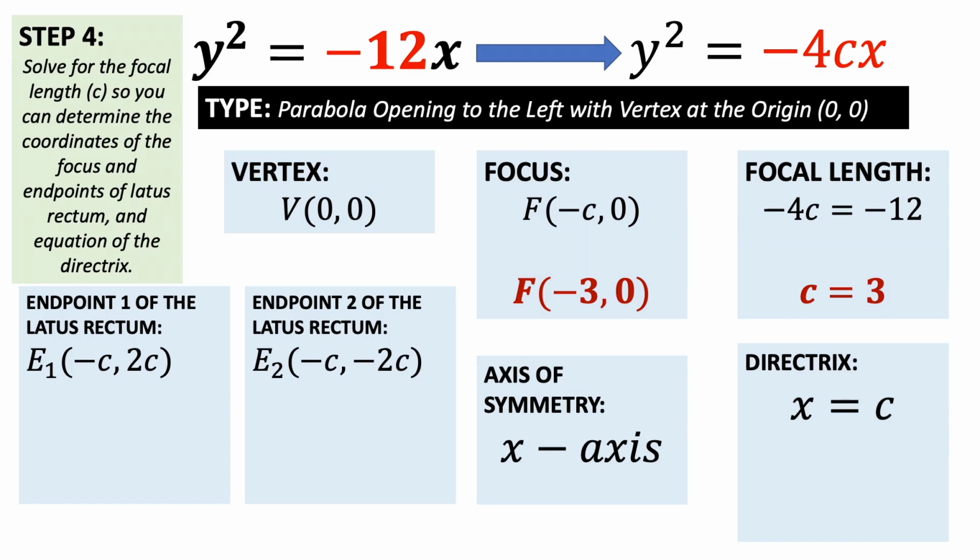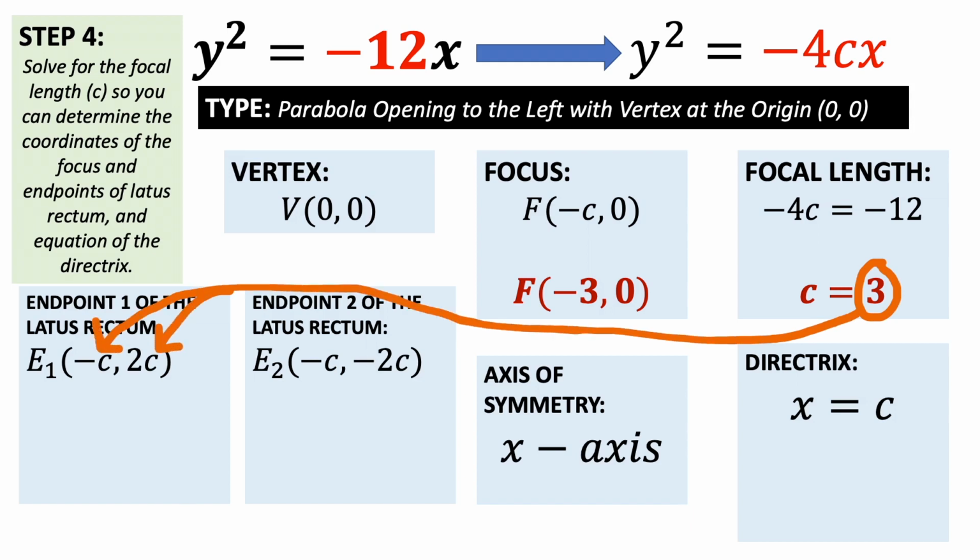Let's now find the coordinates of the endpoint number 1 of our latus rectum. We will substitute 3 to negative c and 2c. We will have negative 1 multiplied by 3, 2 multiplied by 3. Negative 1 multiplied by 3 is negative 3. 2 multiplied by 3 is positive 6.